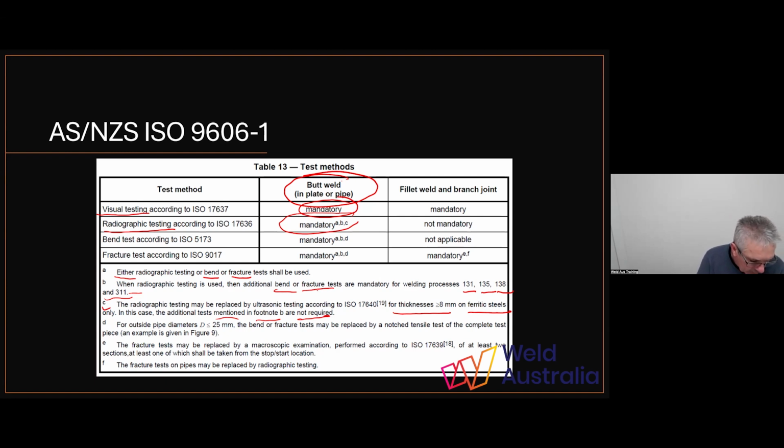So we've replaced radiographic. We've now gone to ultrasonic. It's not mentioning these welding processes as an issue. It just makes sure that it's equal to or greater than 8 mil. In that case, the additional tests mentioned in footnote B are not required. So it means that in this case, if we went to do ultrasonic, we should see on our test report a visual exam, and our ultrasonic. Okay. If we've gone down the pathway where we want to look at radiographic and we've chosen not to, we must see fracture tests or bend tests put in there.